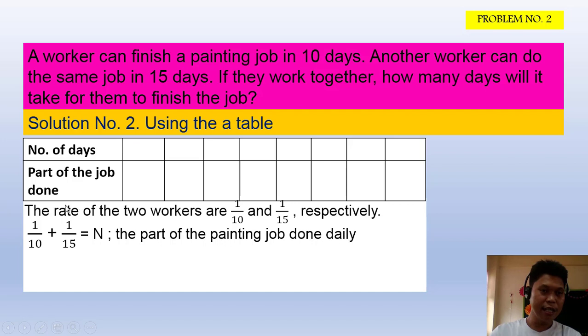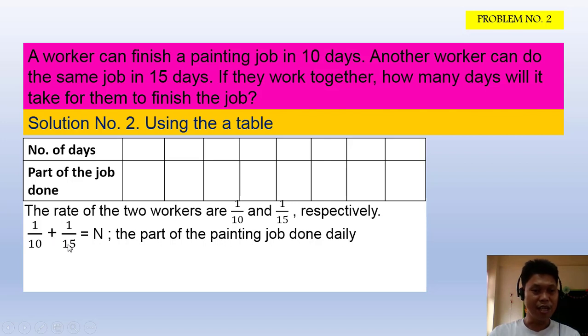So, day 1, i-add natin ang rate nilang dalawa. So, 1/10 plus 1/15. So, gagamitan natin ng operations of fractions. So, paano nga ba mag-add? Diba? Meron tayong different techniques. Ang isa sa technique dito ay ang gamit ang butterfly method. Yung 1 times 15 is equal to 15. 10 times 1 is equal to 10. 15 plus 10 is equal to 25 over 10.